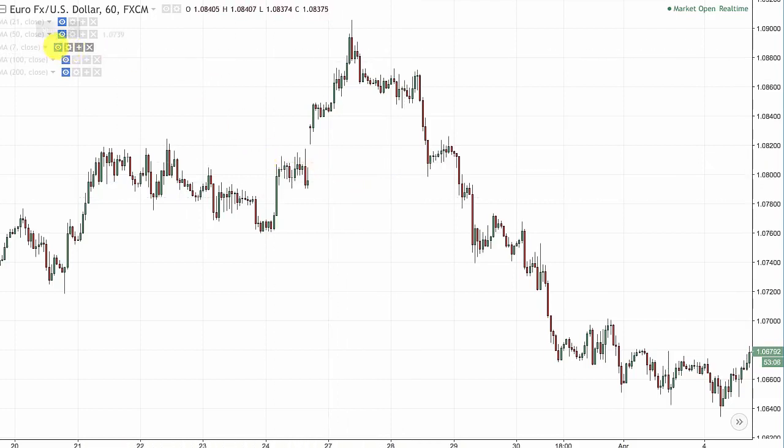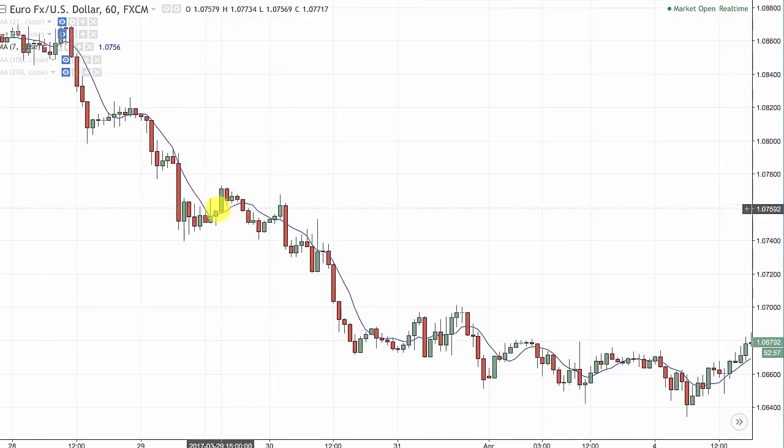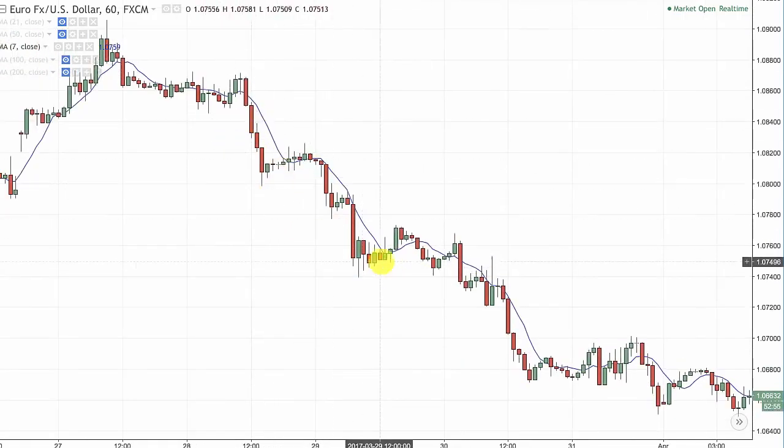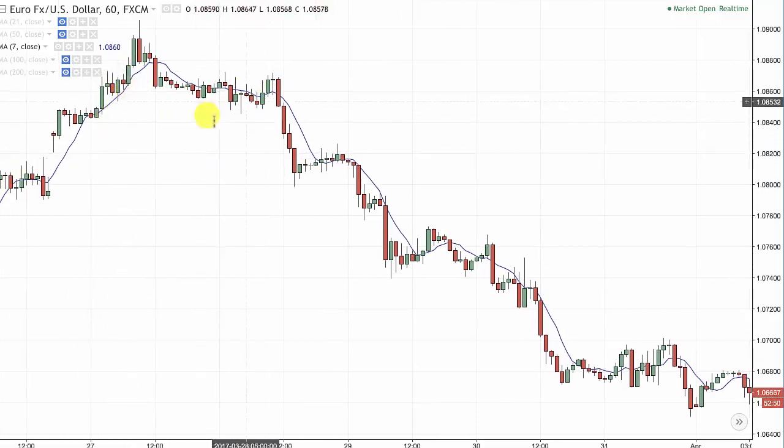There are 3 different types of moving averages. There is a short-term moving average, which in this example we will use a 7-period moving average. You can see here, once I turn it on, that it moves very close to price. The 7 is a very fast reacting moving average because it only uses the last 7 periods.